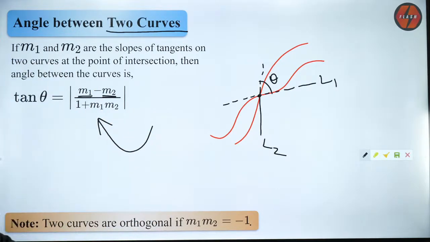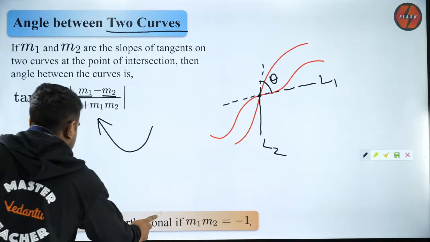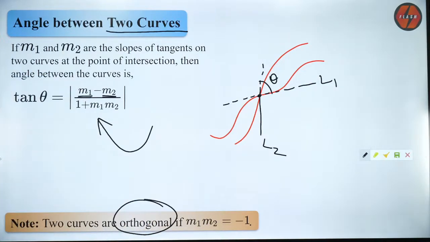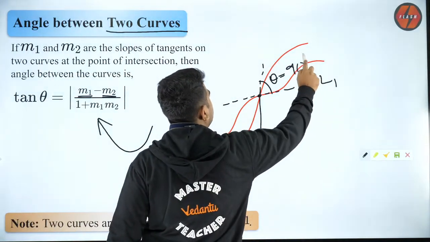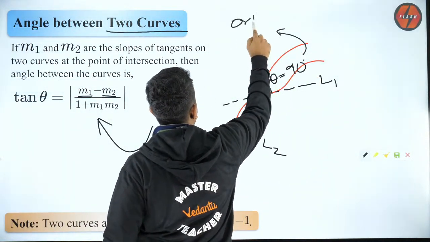Did you all note down the important point below? So two curves are said to be orthogonal if the product of the slope of tangents at the intersection point is -1. Okay? If the product of slopes at the point of intersection is -1. So that is a very important point. Orthogonality is also important. You guys should know that. If they give you in the question two curves are orthogonal, that means these two tangents will be perpendicular. If theta is 90, then it is said to be orthogonal. That's it.